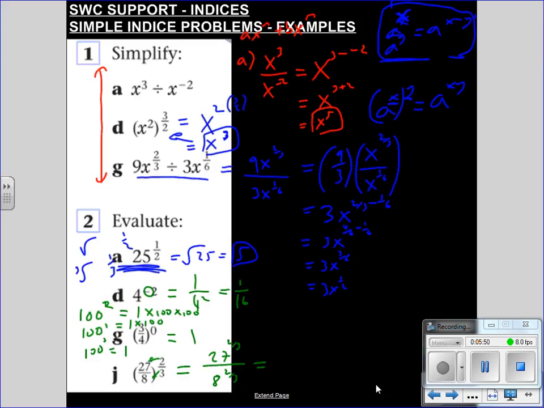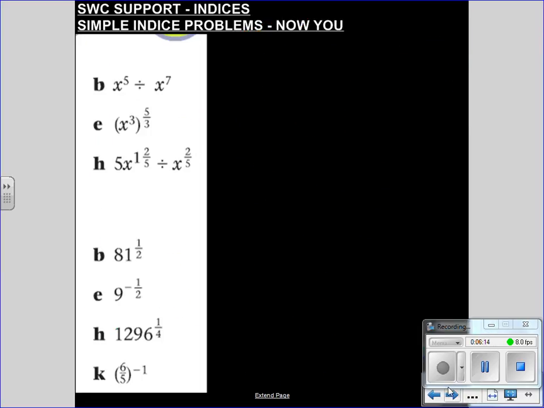27, first off, we'll deal with that over 3. So remember what that over 3 means? It means cube root. So the cube root of 27 is 3. So we're still left with 3 squared. The cube root of 8 is 2. So we're still left with 2 squared. So this is 9 over 4. And we're done.